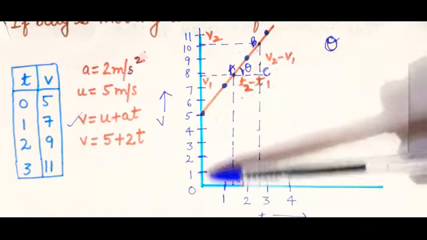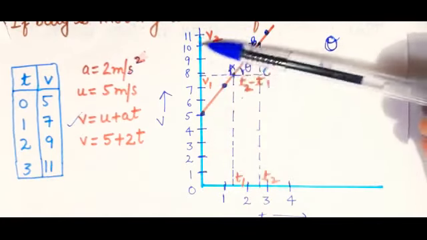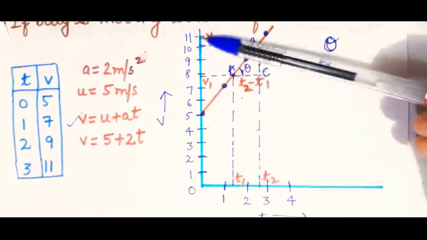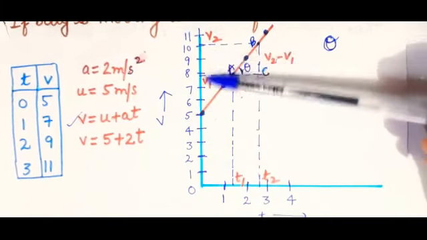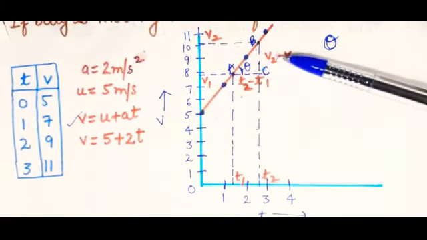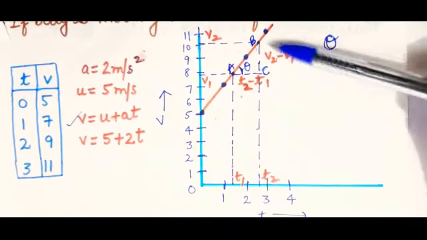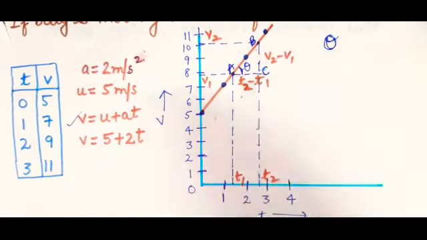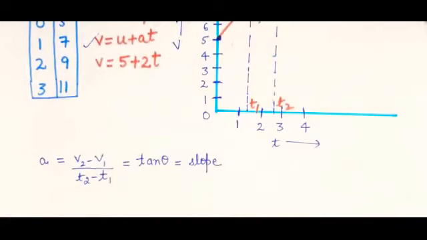Now calculate BC. It will be V2 minus V1. It is V2 and it is V1. So this line will be V2 minus V1. So you know BC, you know AC. Now what is acceleration? Change in velocity upon time. What is change in velocity? V2 minus V1 upon T2 minus T1. This change in velocity upon time is equal to tangent theta.